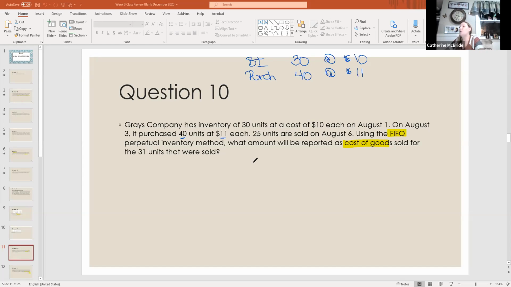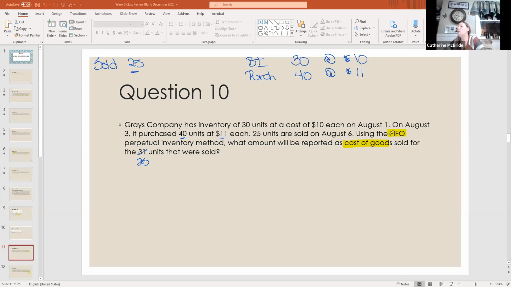Then 25 units are sold on August 6th. We're not going to put that in our table, and the reason we aren't is because everything that was purchased was before that. So even though it's perpetual, these are the only layers we have. So if we sold 25 units and we want to do cost of goods sold, that's the number of units that we're concerned with. This is supposed to be 25.